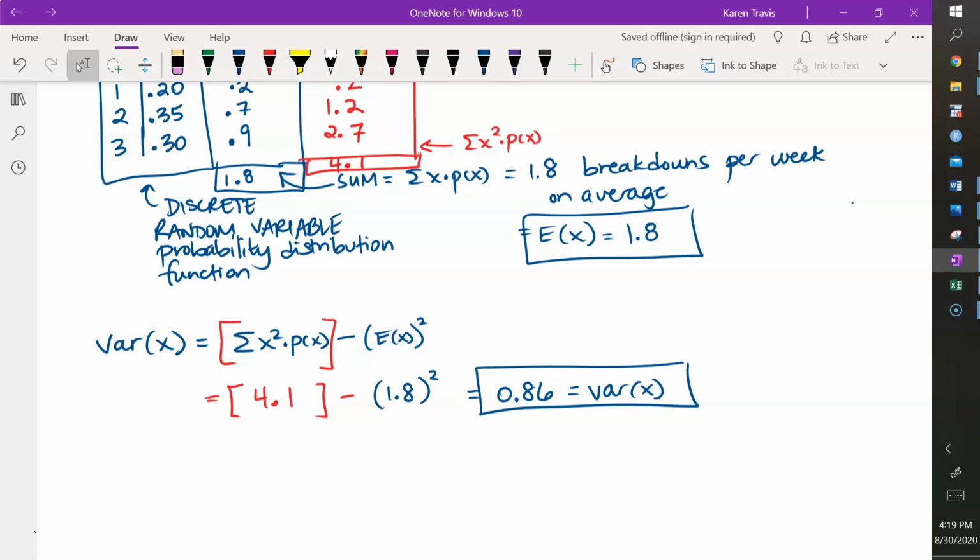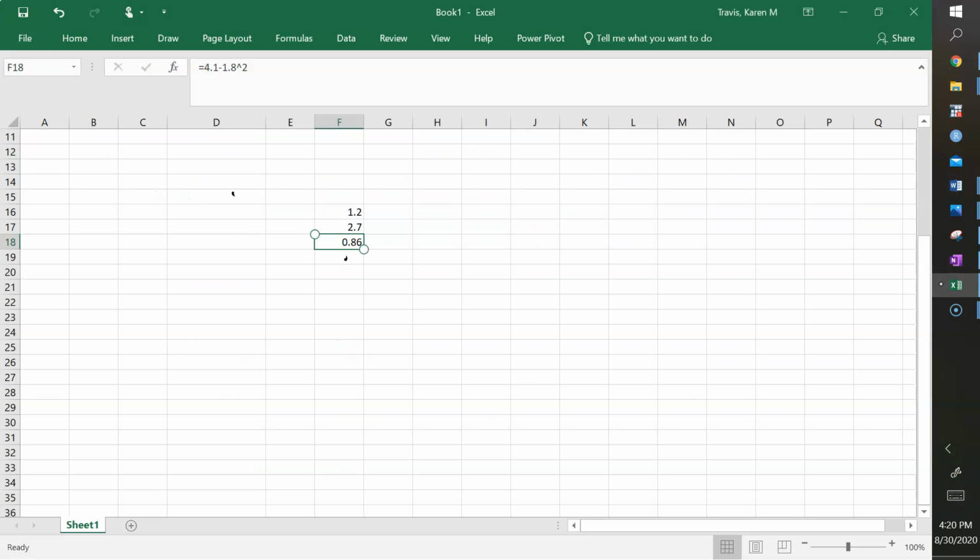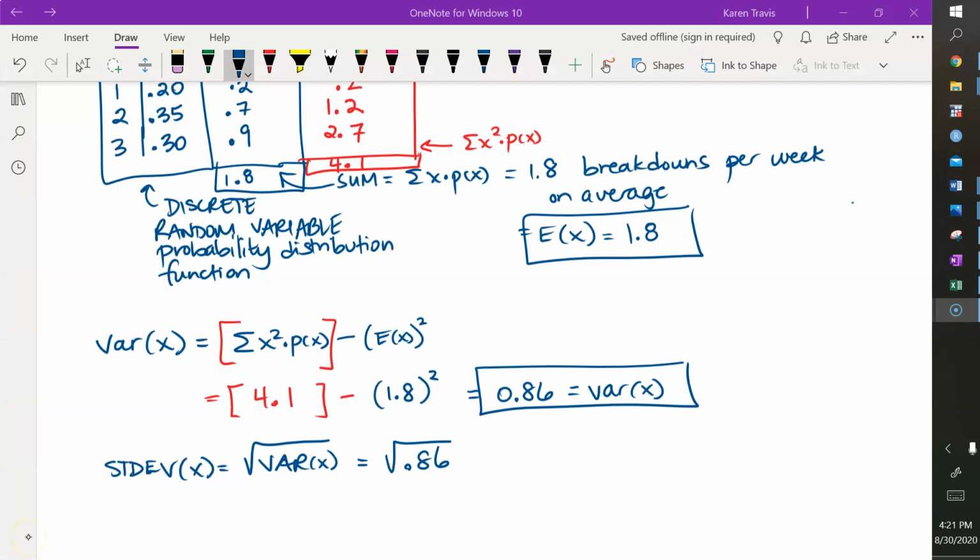In order to convert it to the same units as x itself, we need the standard deviation of x. Standard deviation of x, which is always the square root of the variance of x, which is the square root of 0.86, and I realize it's not here, which is 0.927. So that is the standard deviation of x.